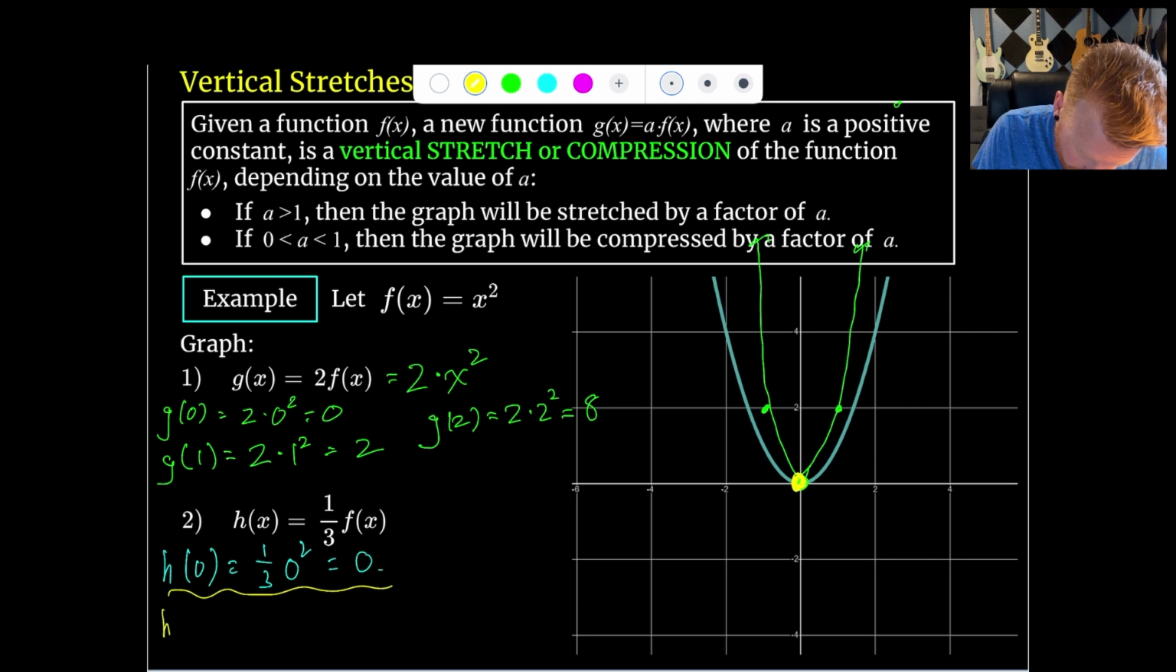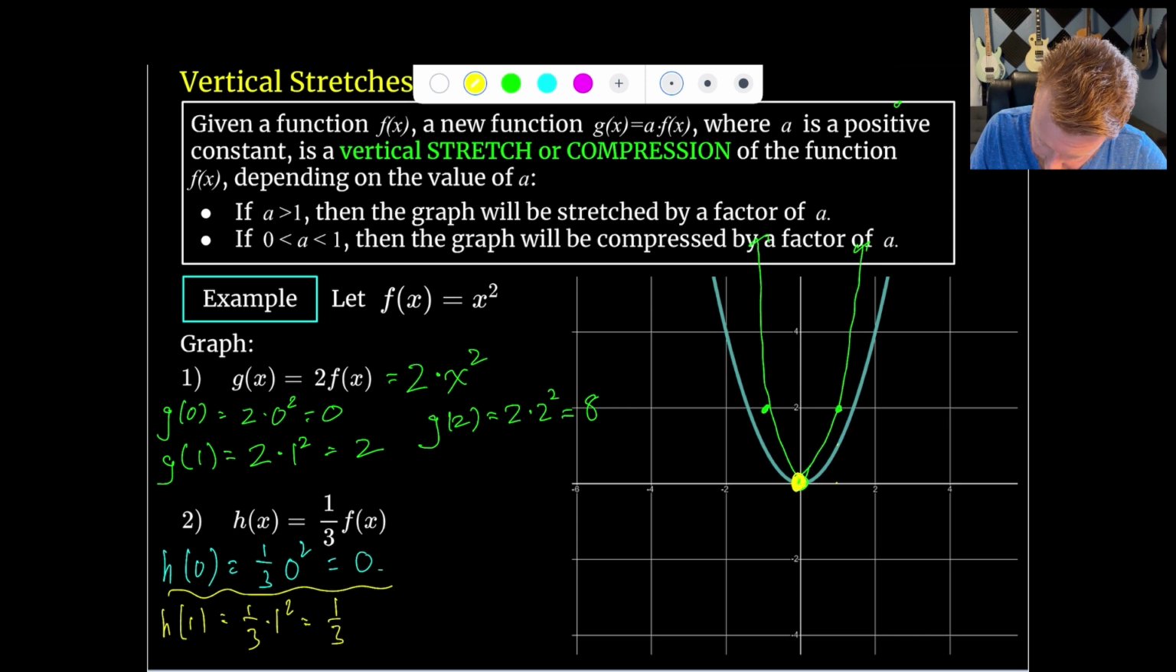Let's do h of 1. So this is going to give me 1/3 times 1 squared, which is 1/3. So if I'm looking at h of 1, instead of being at 1, 1, well, now it's going to be down at about 1/3. And since this is symmetrical, we'll get another one on the other side here.